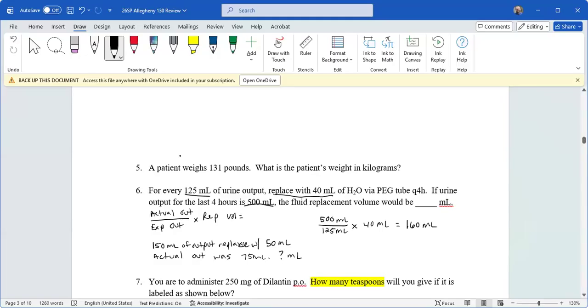So those of you who might be looking at this, how do I solve this? Remember, you're always going to put what was actually voided here over what you expect to be the output and then times the replacement volume. Many of you, I think, just did half, because that's all I did was half, which is how you got to 25 milliliters. So you're allowed to reason through these things. They're going to ask you to write down questions or write down your work.